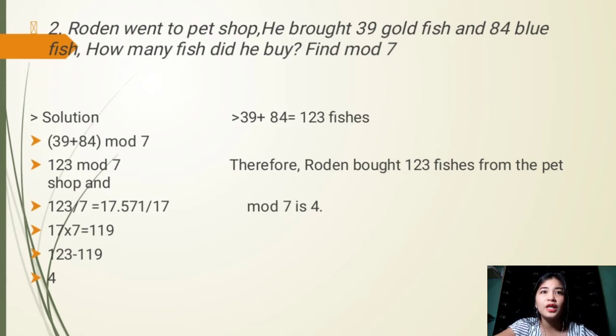So 123 divided by 7 is equal to 17.571, but we only get the whole number, so let's eradicate the decimal. We use 17 since it is the whole number, and multiply it by 7, so the result is 119. Then simply subtract 119 from 123, and our mod 7 is equal to 4. Therefore, Rodden bought 123 fish from the pet shop, and our mod 7 is 4.